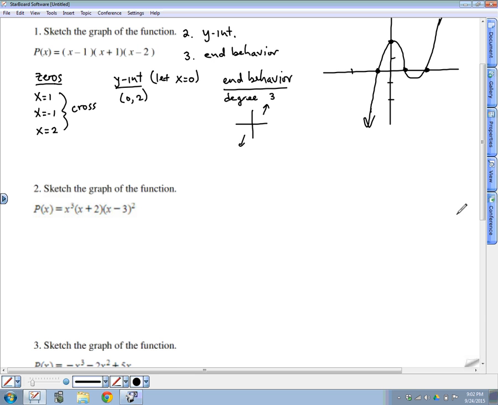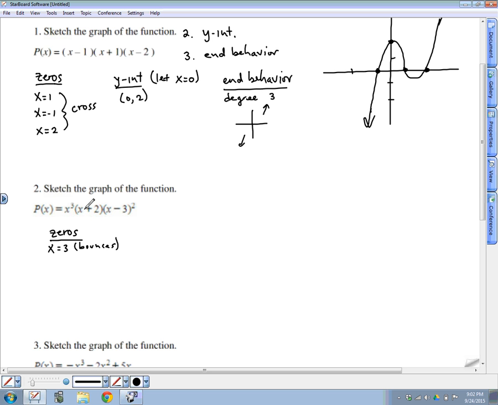Question 2 is a lot like question 1. Start by finding the zeros and the multiplicity. Starting furthest to the right, we have this factor, x minus 3. That's going to produce a zero of x equals 3. Now, if you look carefully, this factor has an exponent of 2 applied to it, which means it has a multiplicity of 2. Any factor that has even multiplicity is going to produce a zero that bounces.